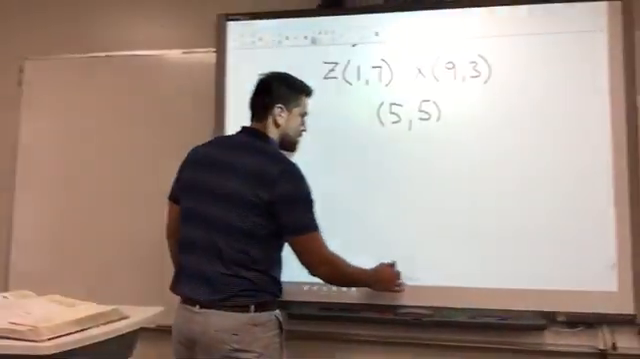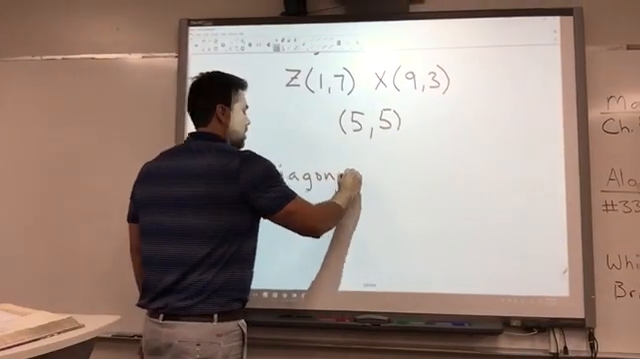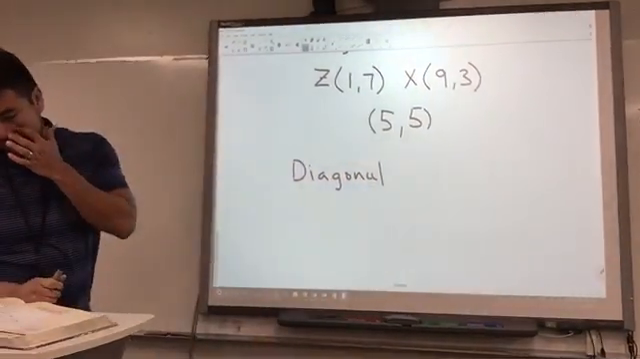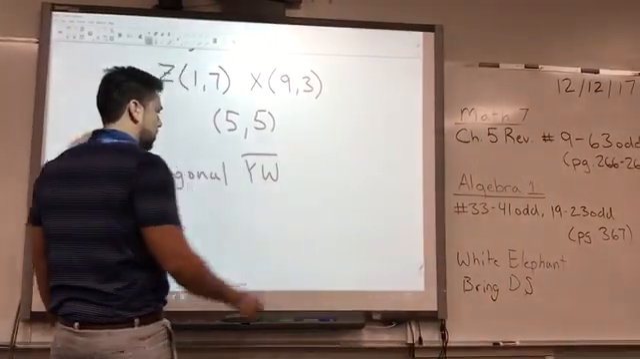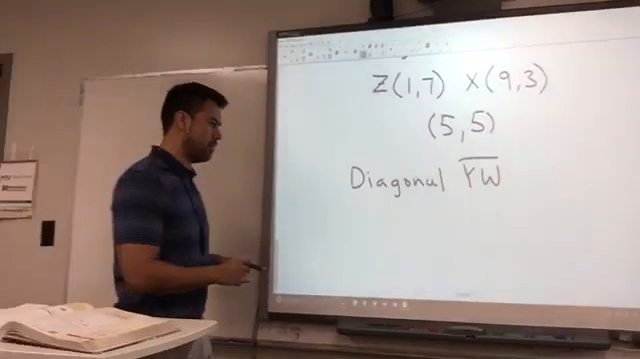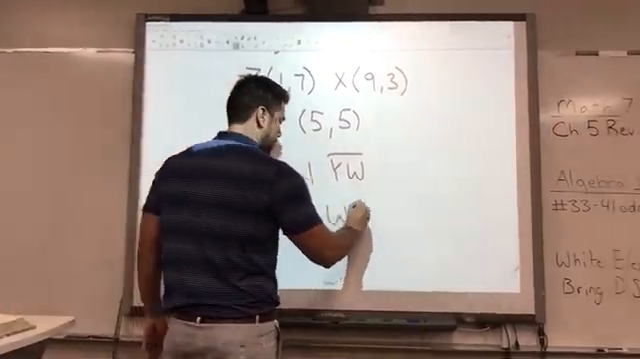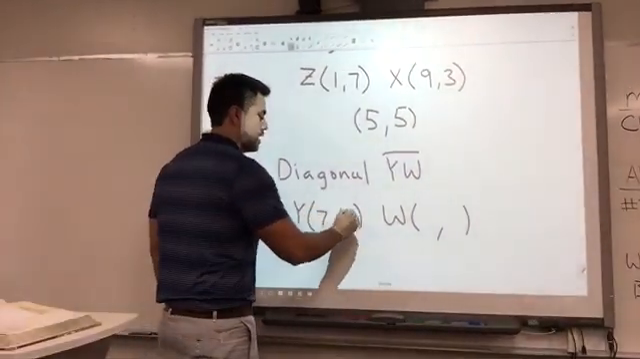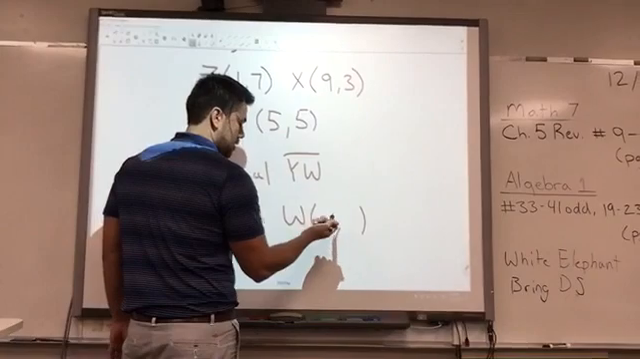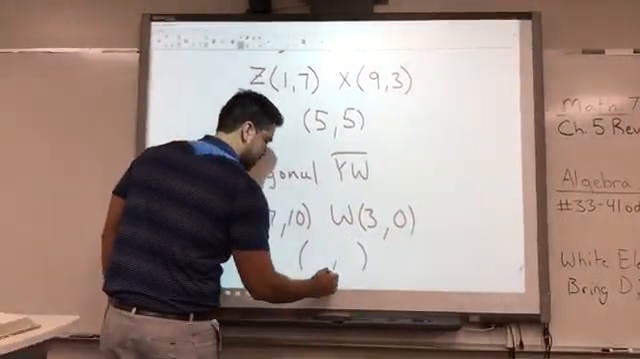And now I want to know what's the midpoint of diagonal YW. I need the ordered pair for Y and the ordered pair for W. So what's Y? 7, 10. And W? W is 3, 0. Okay. Find the midpoint of these two.